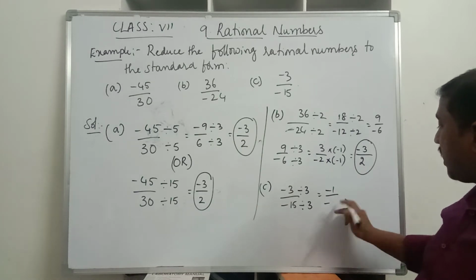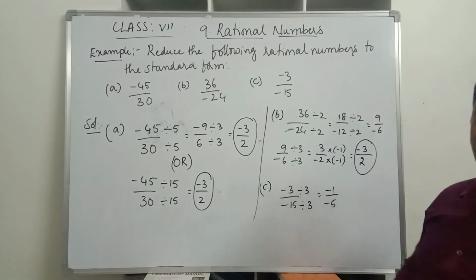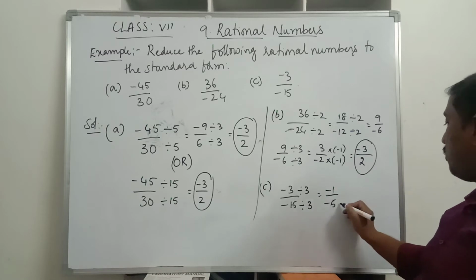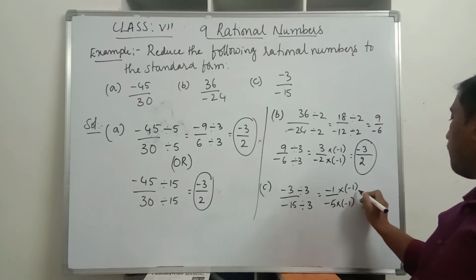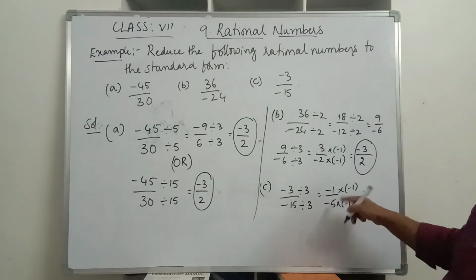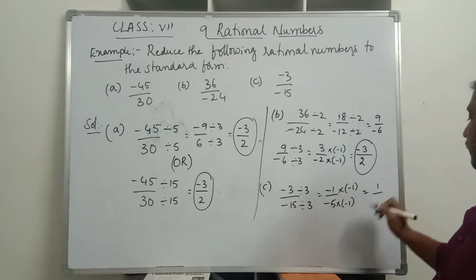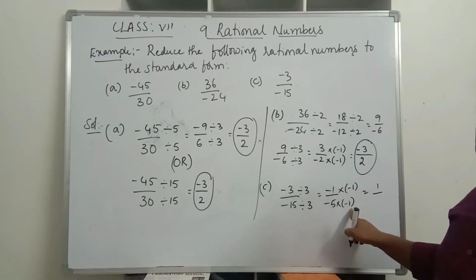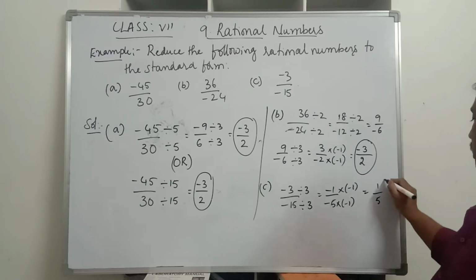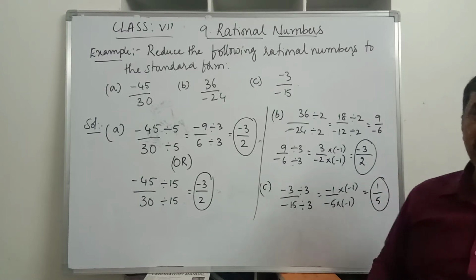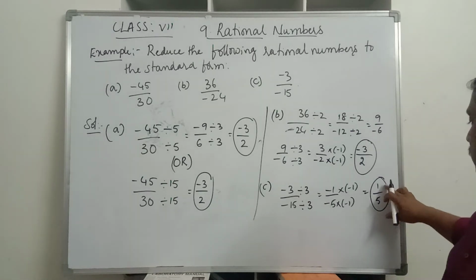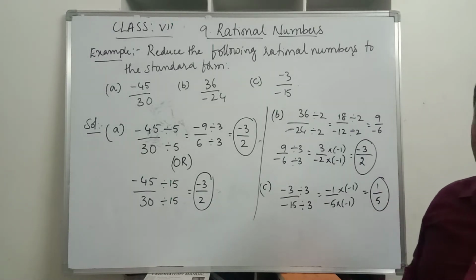The denominator we got is again a negative integer. It should always be a positive integer. Therefore you multiply this by -1. Then what we get is minus into minus is plus, 1 into 1 is 1, divided by minus into minus is plus, 5 into 1 is 5. Now 1 by 5 we got. It is the simplest form. The common factor of 1 and 5 is 1.